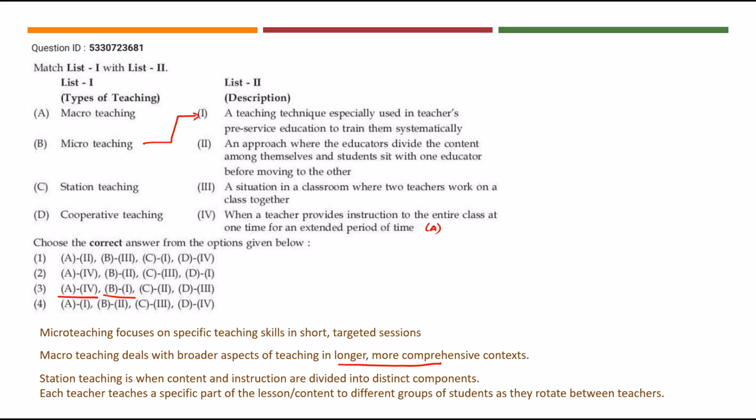What about station teaching? Station teaching is when content and instruction are divided into distinct components. Each teacher teaches a specific part of the lesson to different groups of students as they rotate between teachers. So here the statement, an approach where the educators divide the content among themselves and students sit with one educator before moving to the other. Station teaching will be mapping to 2. C2. What about cooperative teaching? It is a situation in a classroom where two teachers work on a class together. D will be mapping to 3. Option number 3 will be the right answer.